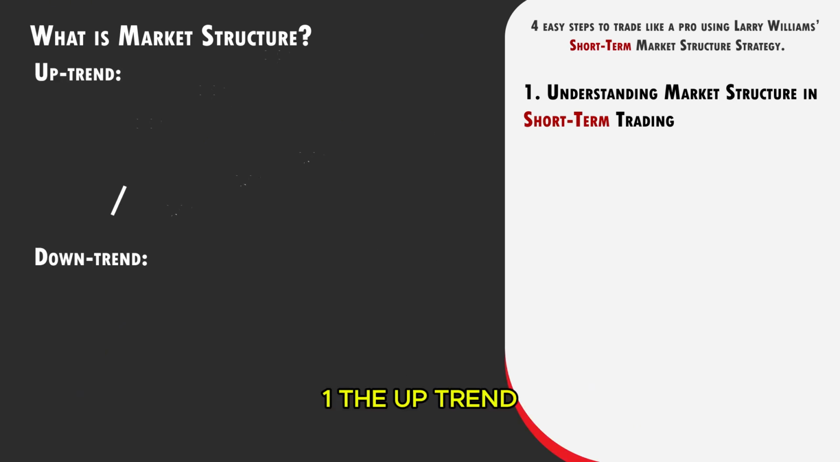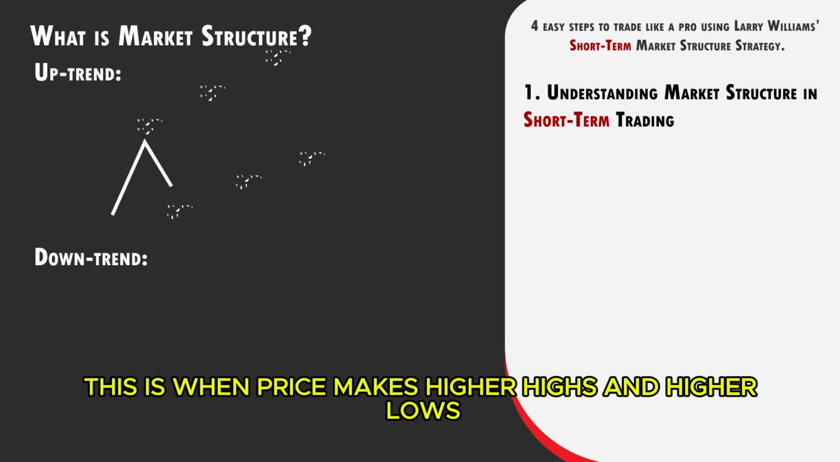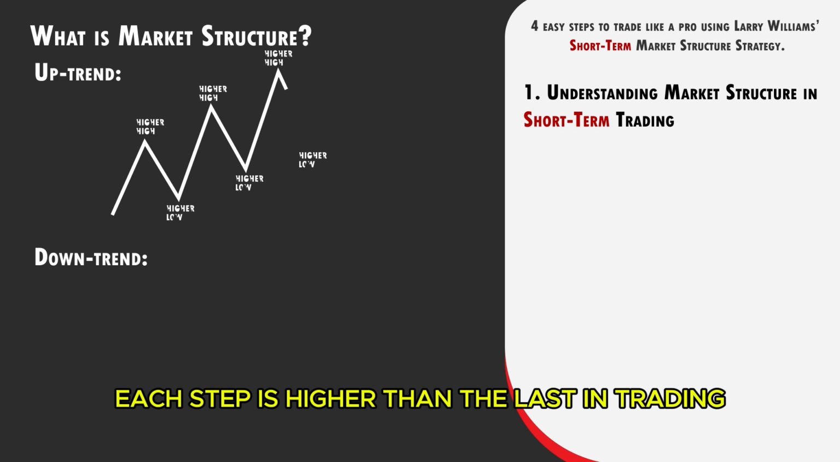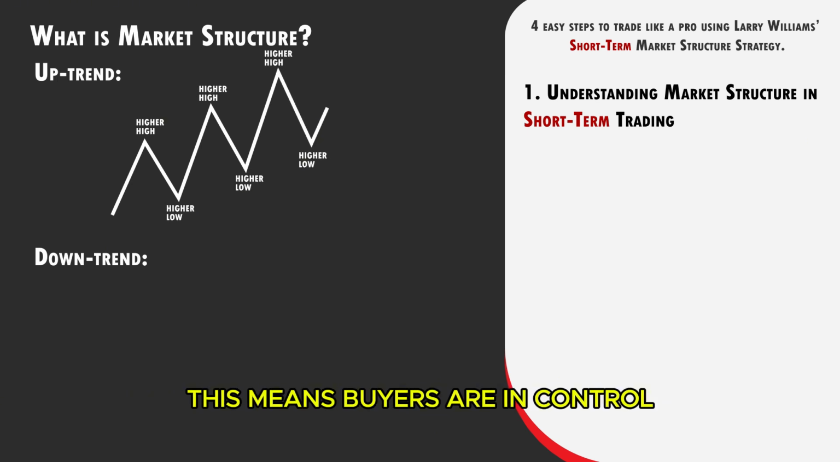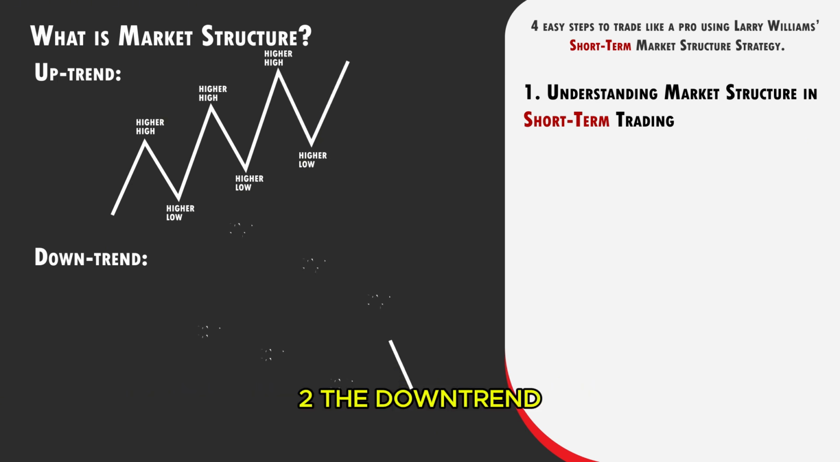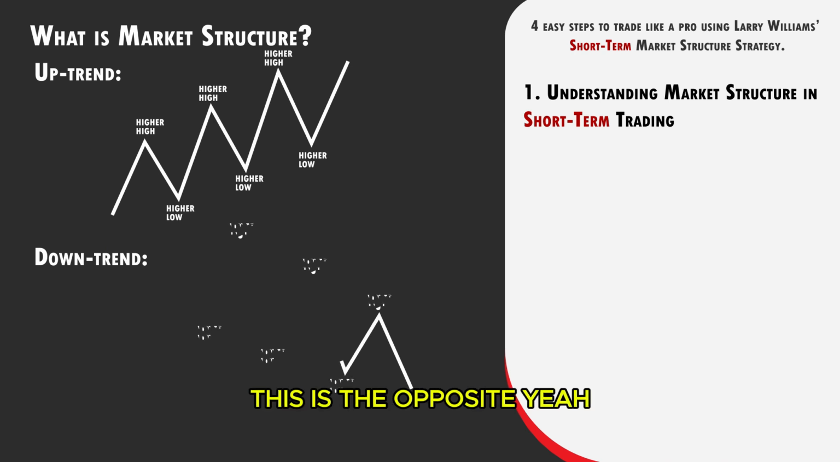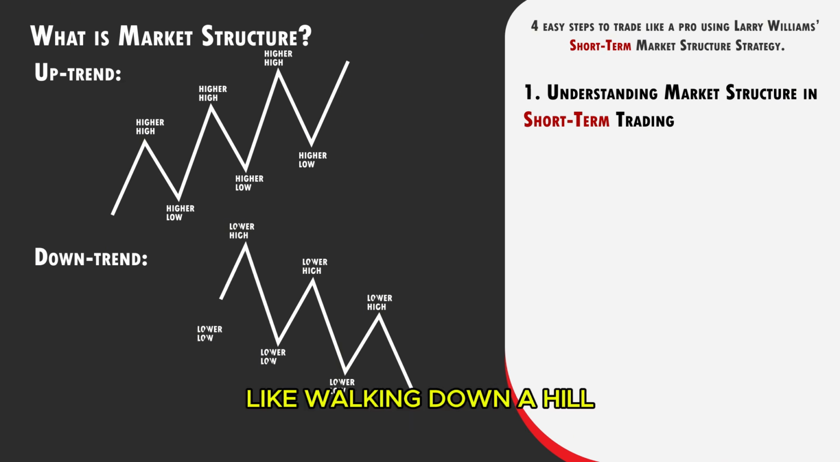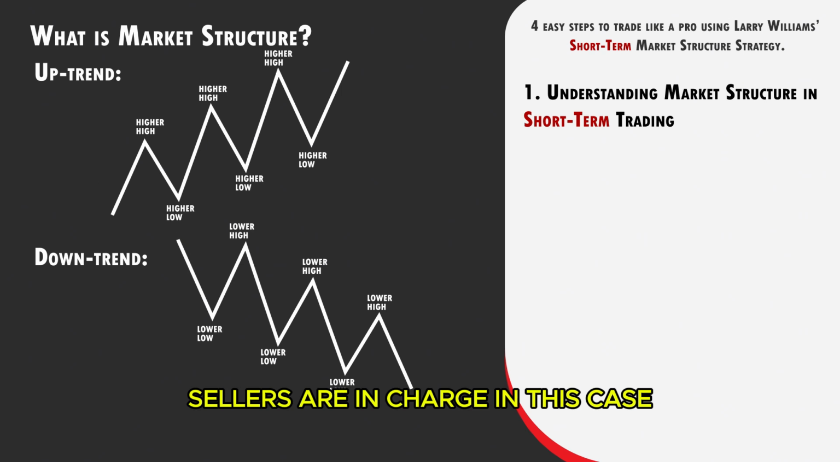The uptrend. This is when price makes higher highs and higher lows. Imagine climbing a staircase. Each step is higher than the last. In trading, this means buyers are in control. 2. The downtrend. This is the opposite. Here, price makes lower highs and lower lows. Like walking down a hill, sellers are in charge in this case.